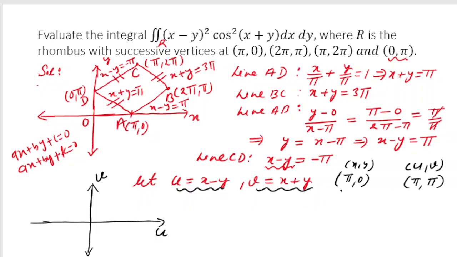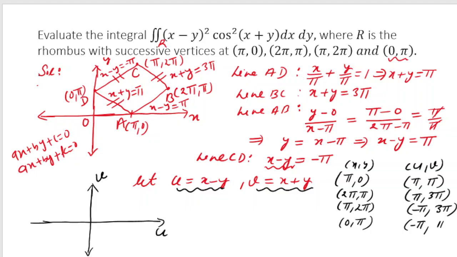If I take the point 2 pi comma pi, u will be x minus y, that is 2 pi minus pi, that is equal to pi, and v will be 2 pi plus pi, that is equal to 3 pi. If I take the third point, which is pi comma 2 pi, it will be pi minus 2 pi, that is equal to minus pi, and pi plus 2 pi, that is equal to 3 pi. And if I take the fourth point, that is 0 comma pi, x minus y will be 0 minus pi, that is minus pi, and 0 plus pi is equal to pi. So let us plot these points in the UV plane.